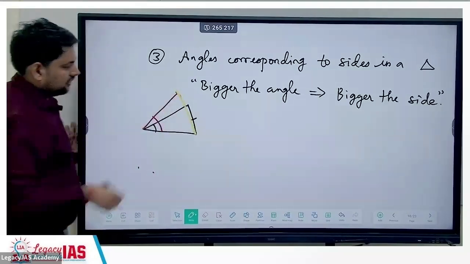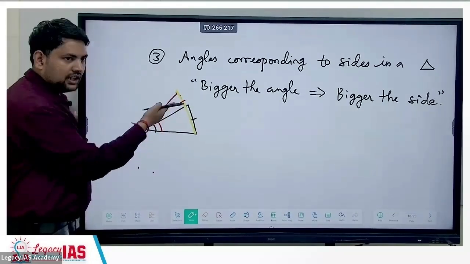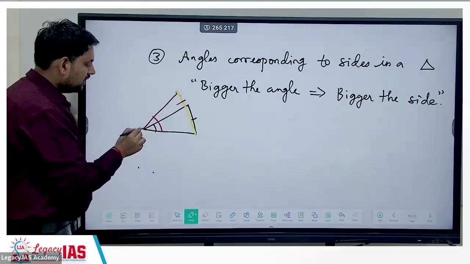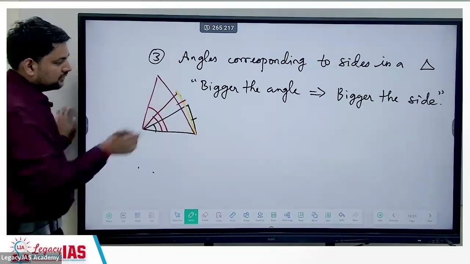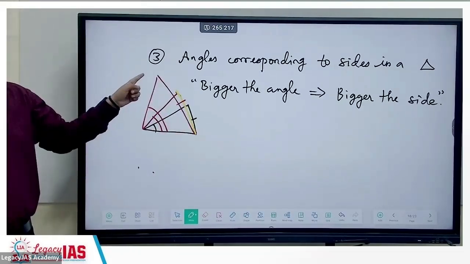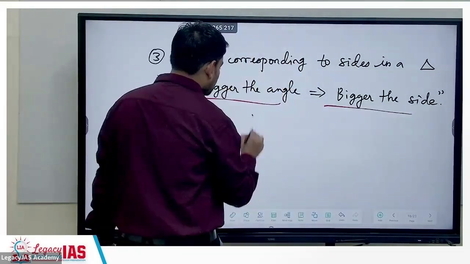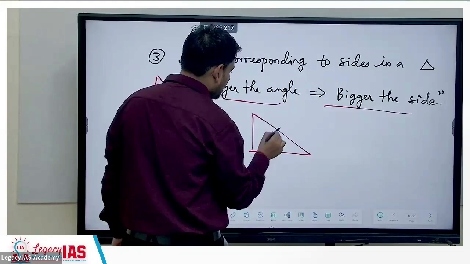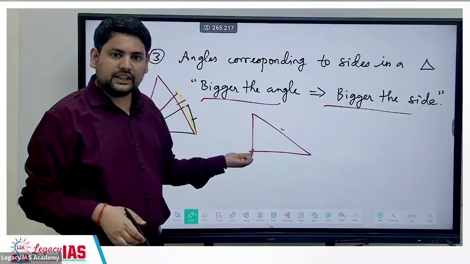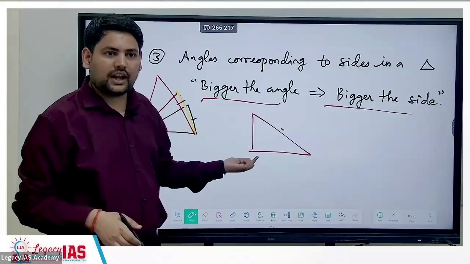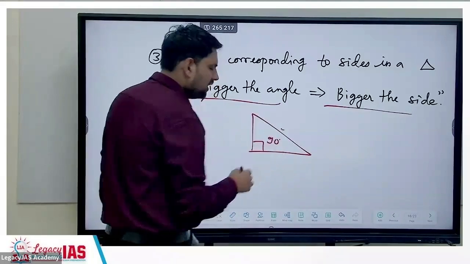So something like this would form a triangle. Of course, this is clearly longer than this. Similarly, if I increase the angle further, what will happen? Again, these 2 points would be joined, an even longer side. So in a triangle, what we see is, bigger the angle, bigger the side. This also explains why the hypotenuse is always in front of the 90-degree angle, because it is the largest angle in a triangle. In this triangle, 90 has to be the highest. Why does 90 have to be the highest?